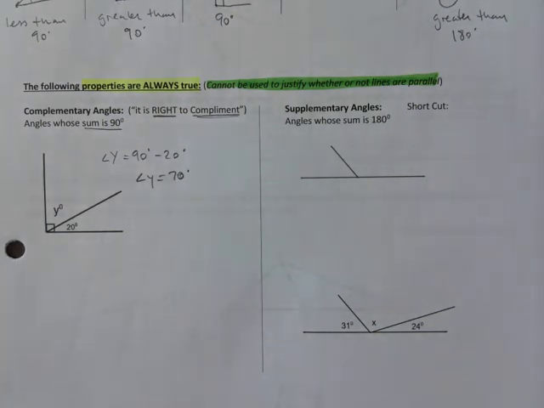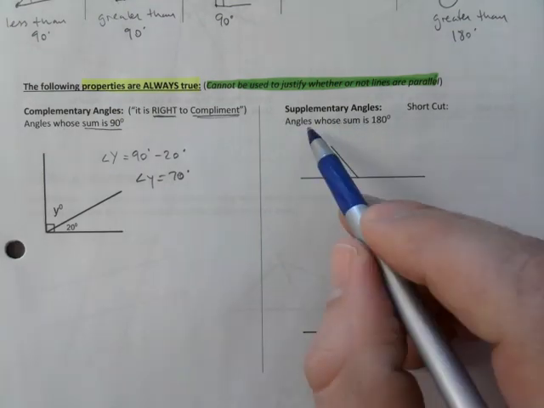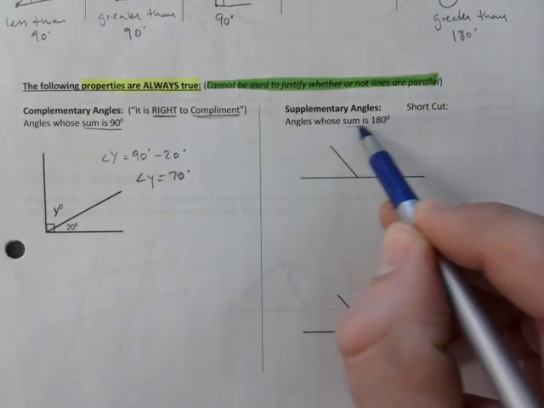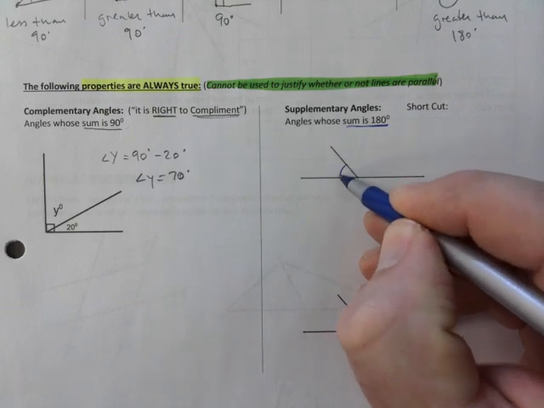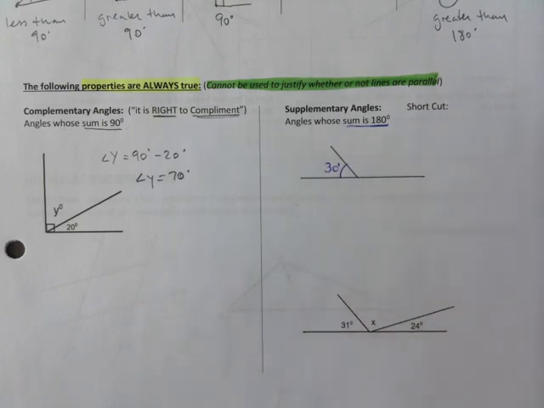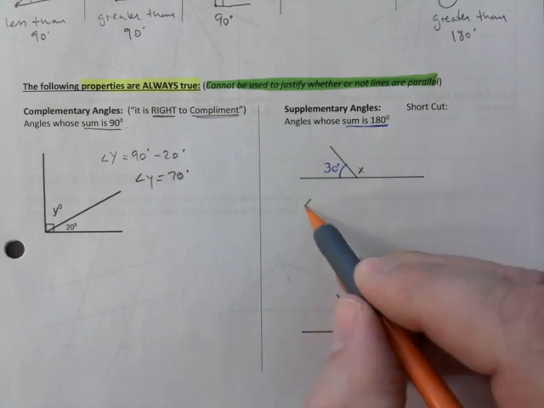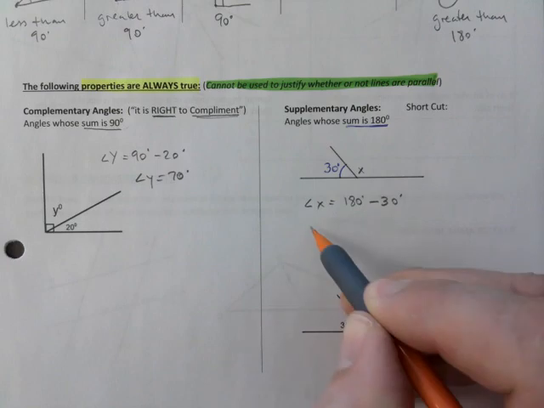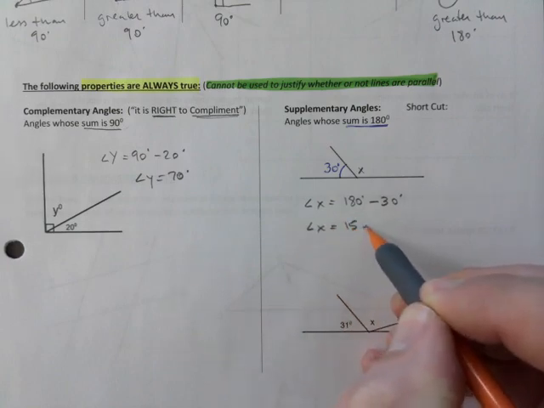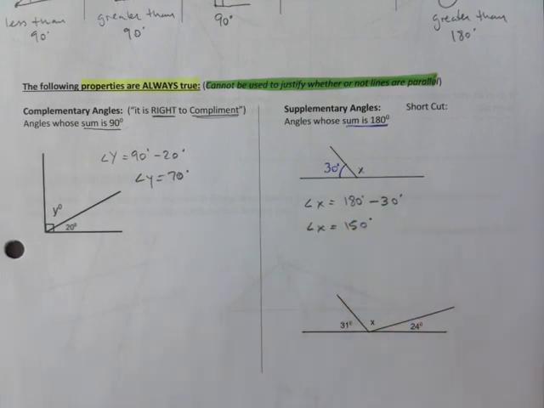In this particular example, right, supplementary angles, whose sum is 180, right? And so let's say you know that this is 30 degrees here, okay? And you wanted to know what angle X is in here, right? Angle X would simply be 180 minus the 30. Angle X is 150. No news there.